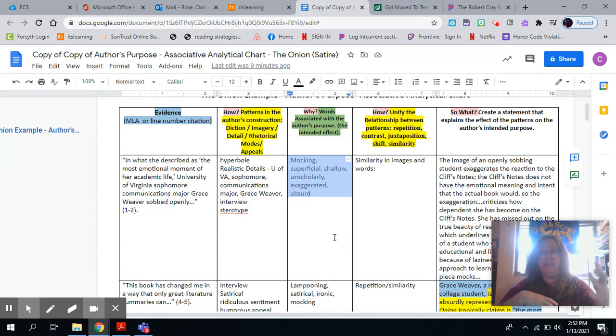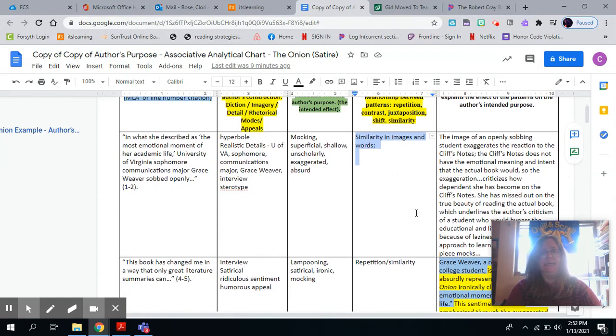people are sitting there exchanging SparkNotes ideas because it's all so fake, it's such a play. And so it's mocking that. It's mocking the superficial, shallow nature, the unscholarly nature of it. There is an exaggerated kind of thing happening here because we have this image of someone sobbing in response to Cliff's Notes. So that's absurd. Okay. So here, I think this one was blank for you guys, but I filled it in.